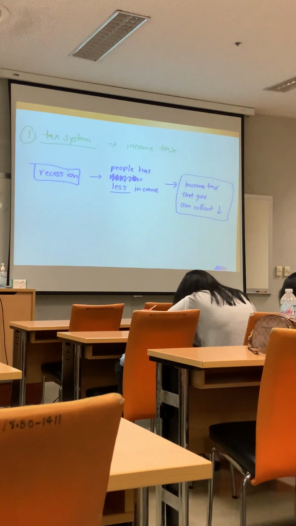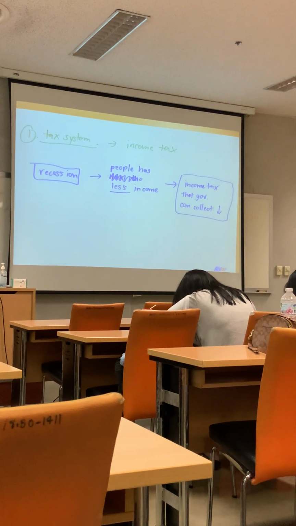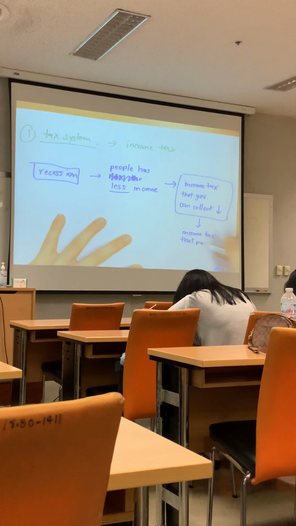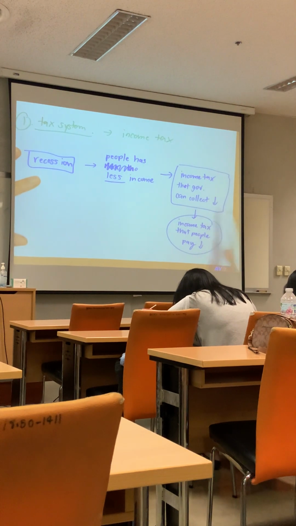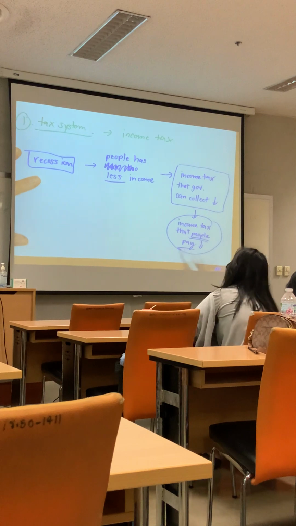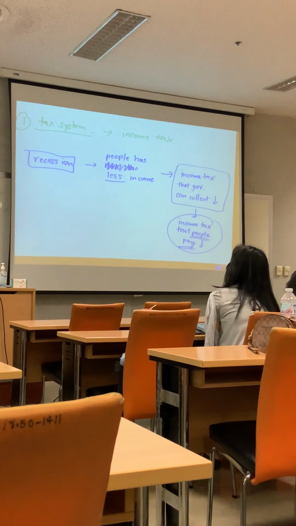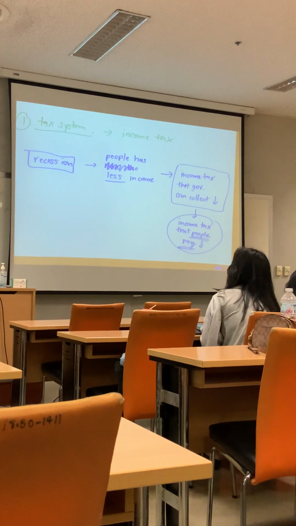You have less income when you declare your income this year. You do not have much income, so you pay less tax. So it looks like the income tax that you pay is lower, or the government collects less income tax. That's why I write here that the government collects lower tax, because you do not have much income while you would have had to pay more tax.